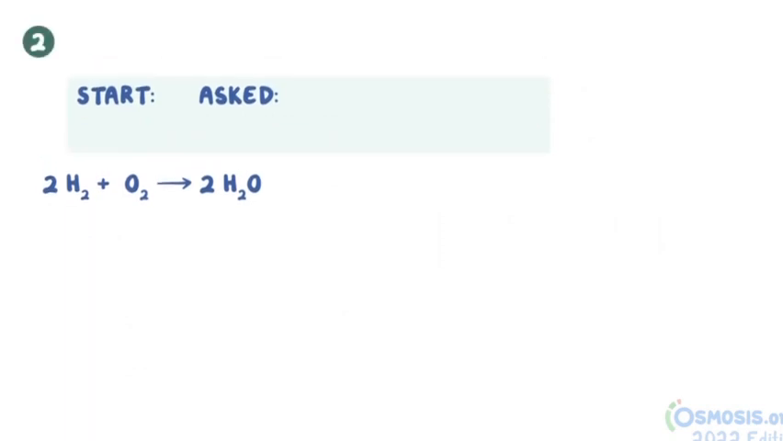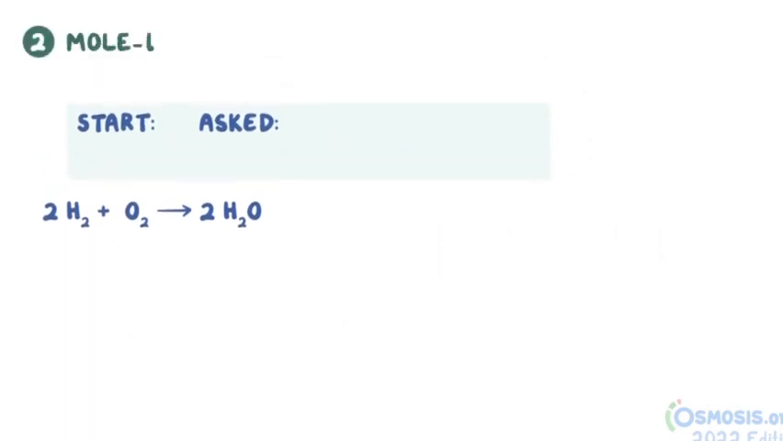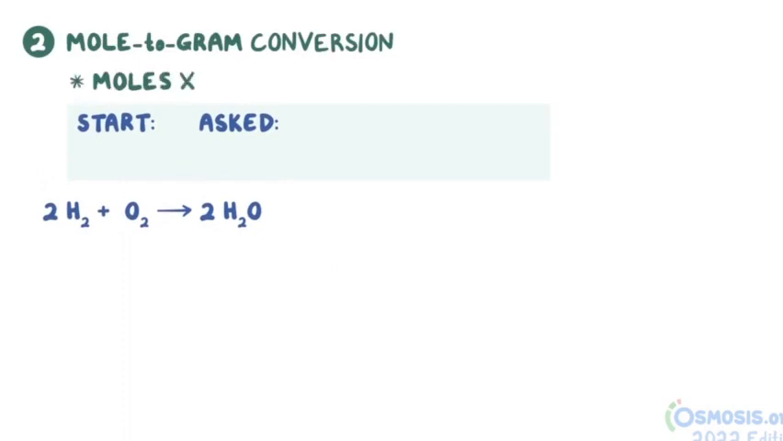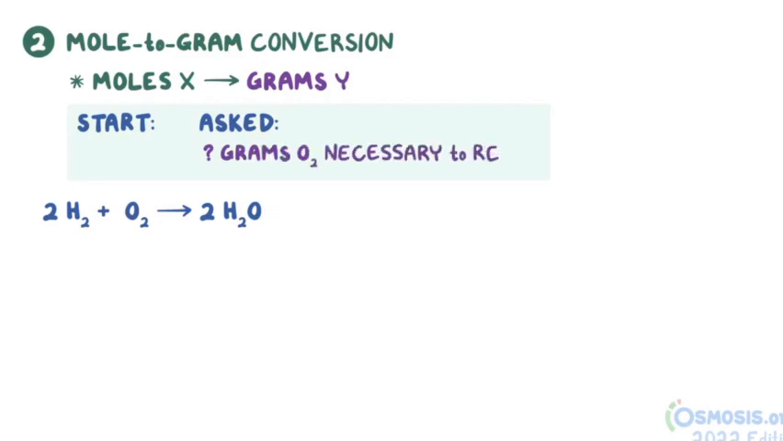The second type of stoichiometry problem is a mole-to-gram conversion. In this type of problem, we're given moles of one substance in the reaction and asked to find grams of another substance in the reaction. Suppose we're asked to figure out how many grams of oxygen are necessary to react with 4 moles of hydrogen.